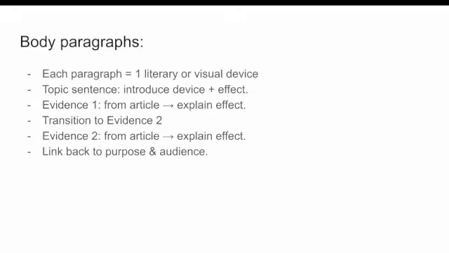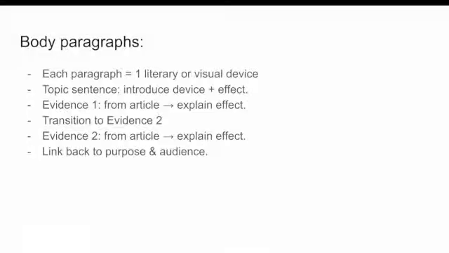So now let's look at the body paragraphs. Each body paragraph is one literary or visual device, and the topic sentence for that body paragraph introduces the device and also its intended effect. Next, you sort of use a PEEL format here. So evidence 1 from the article and the explanation, and that's the PEE. But now you transition to evidence 2. So it's PEET, transition, and then EEL, so PEEL.